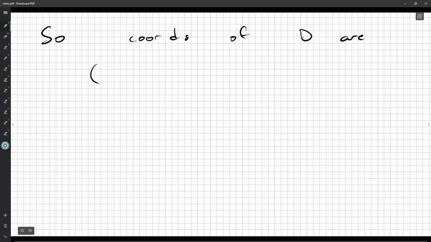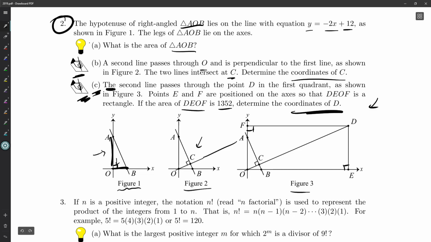And that's it. We were just asked for the coordinates of D. So the coordinates of D are, so the E first, the long part, 52, and then 26. And there we go. Okay. And just double check, that was all we were asked for. Determine the coordinates of D. There it is. We're done. And that's all three parts of question 2 squared away quite nicely.